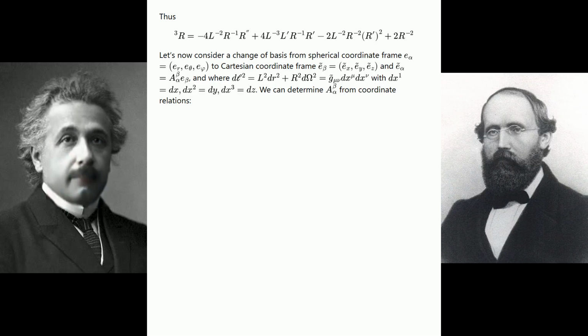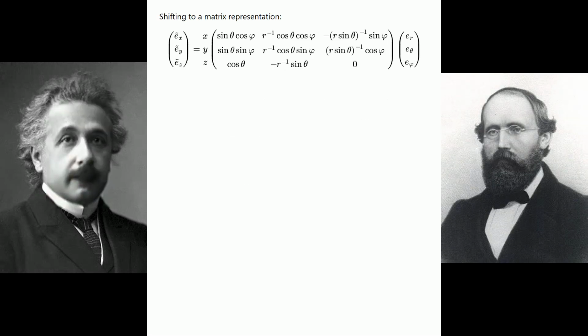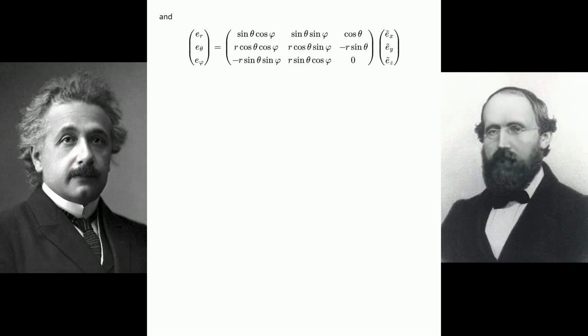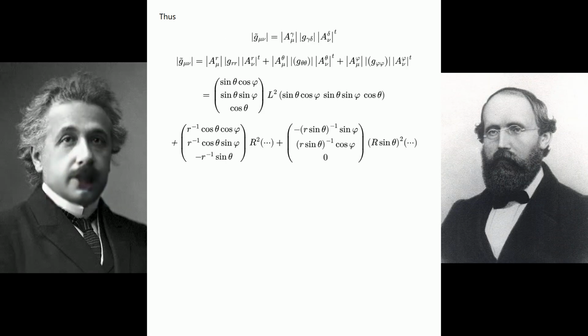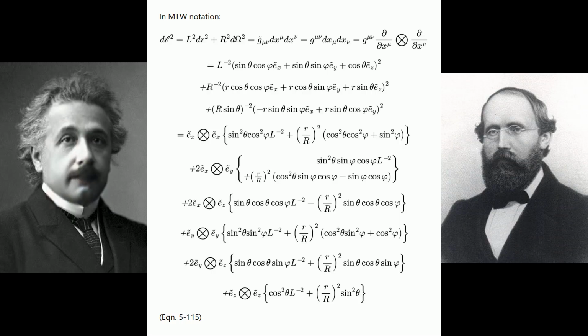We can determine a sub alpha to the beta from coordinate relations. See the group of equations. Thus, see the equations. Shifting to a matrix representation, see the equation. And see the next equation shown. Thus see the group of equations shown. And the determinant is evaluated as follows. See the group of equations. In MTW notation, equation 5-115.